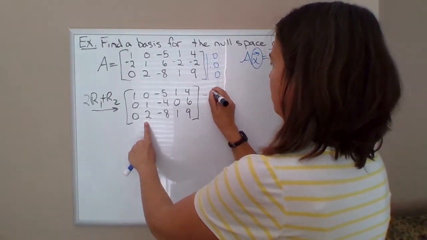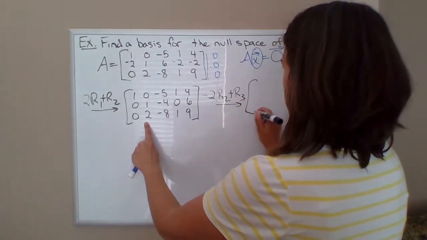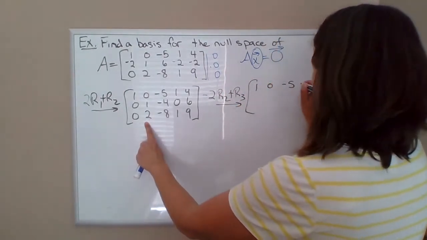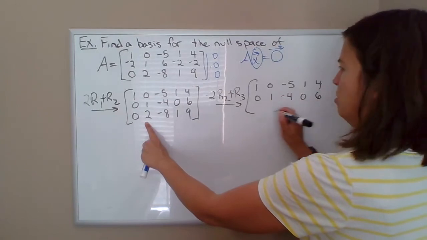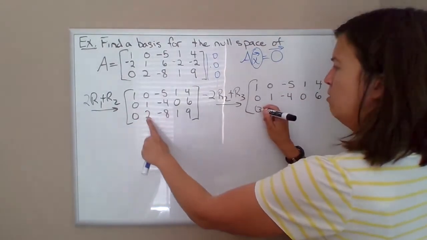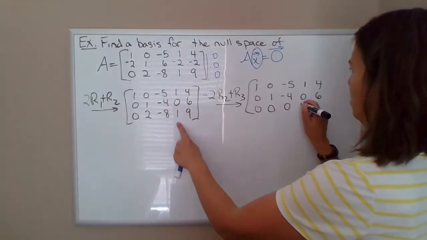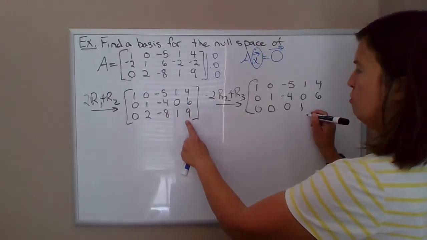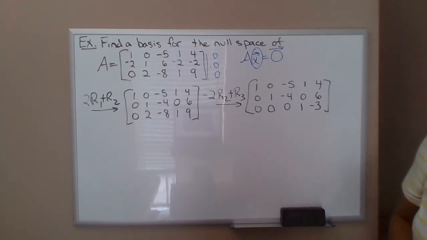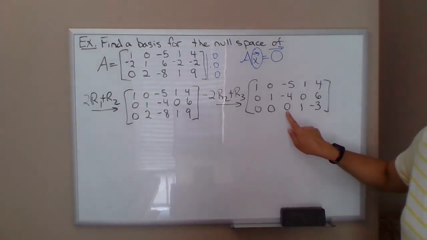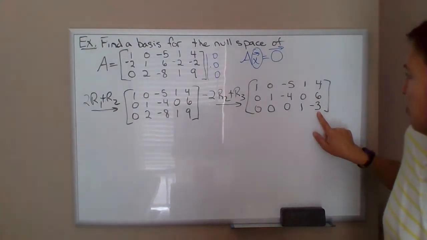So I would now do negative 2 row 2, add that to row 3. So that'll give us 0 plus 0, negative 2 plus 2. This will be positive 8 plus 8, 0 plus 1, and negative 12 plus 9, so negative 3. Okay, so right here we know that x3 and x5 are going to be the free variables.